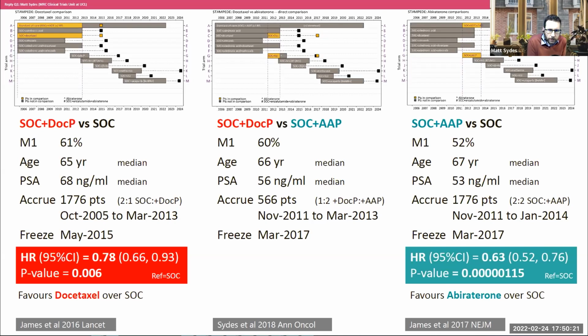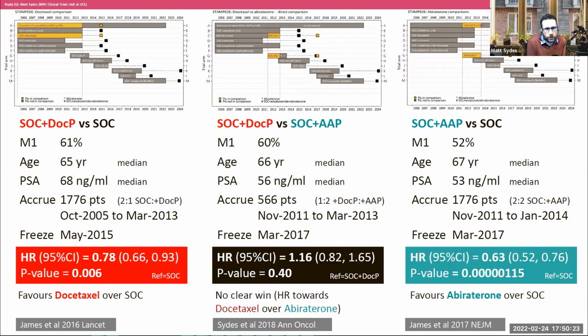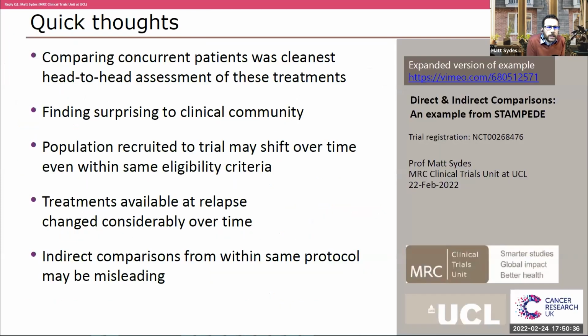And when we look at the treatment effect, what we saw was no evidence of a difference. If anything, the treatment effect pulled a little towards docetaxel rather than abiraterone, but it's nothing conclusive here. So let's go on to the next slide. Our sense here was that comparing concurrent patients was going to be the cleanest head-to-head assessment of these treatments, and I still maintain that it is. But that finding was a surprise to the clinical community, having seen the two direct results against control.